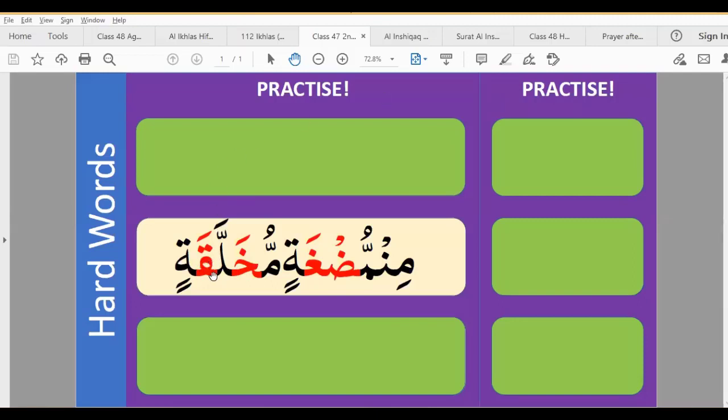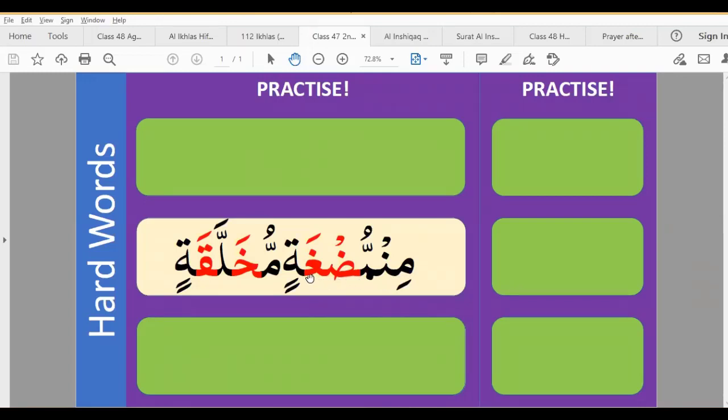Then we have the letter qaf, which is a thick and heavy sounding letter with a fatha on it. Qa. Excellent. Then we have the letter ta with a kasratain. So, tin. Excellent. Good. Well done. Now let's start putting it together. Mim mudgha. Okay, remember this letter ghain. So make the gha sound, okay? Gha. Mim mudgha.